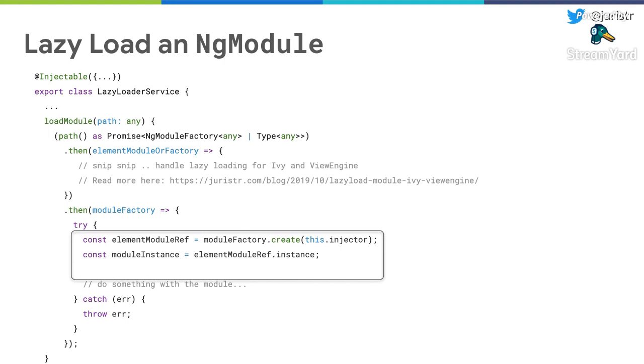As you can see here, I am using the injector. I get the module reference back, and from there I can get the instance, and then I can continue once I have that module instantiated.